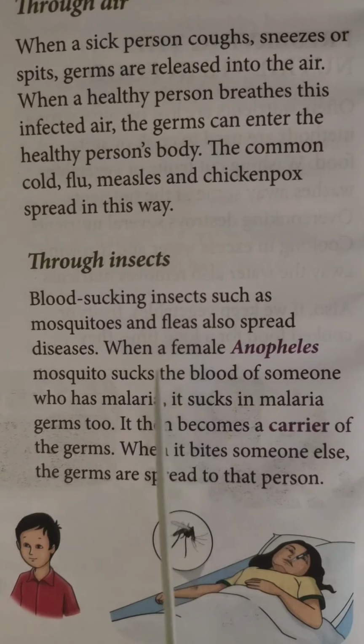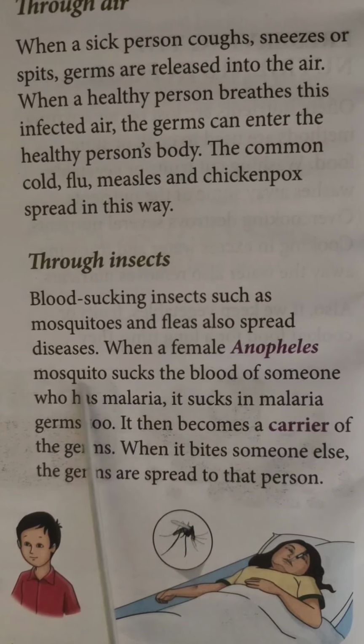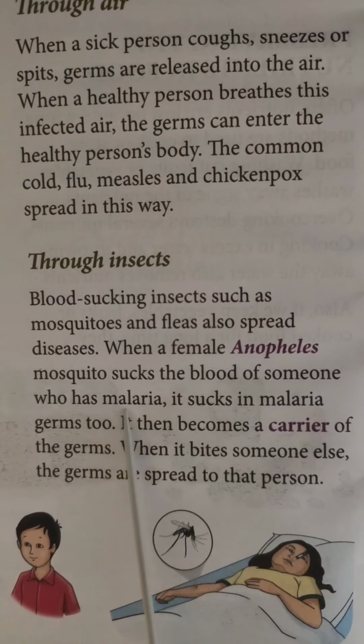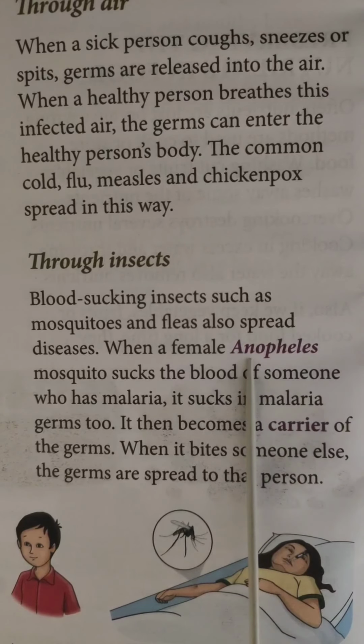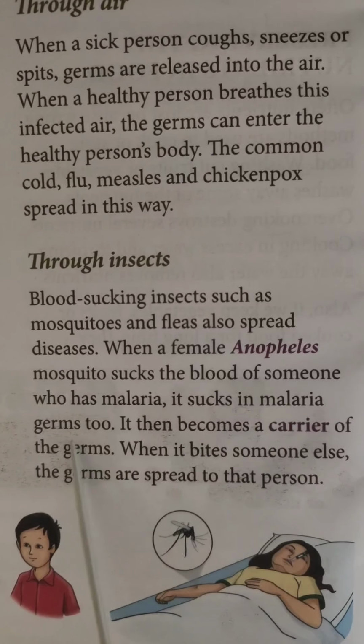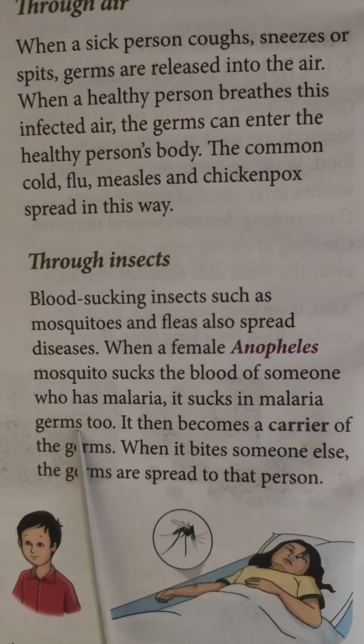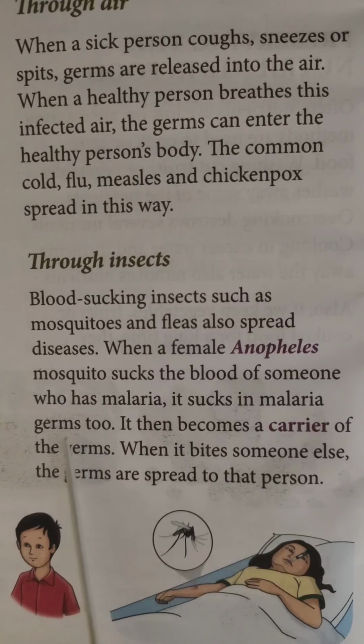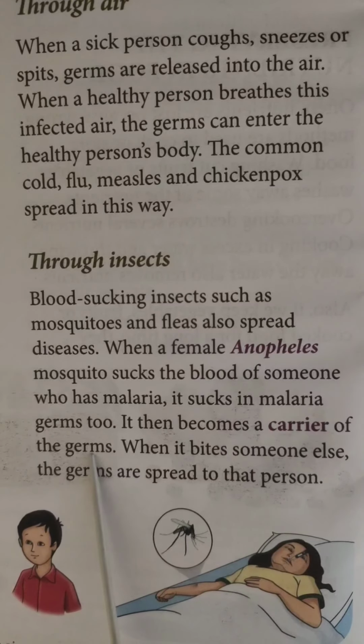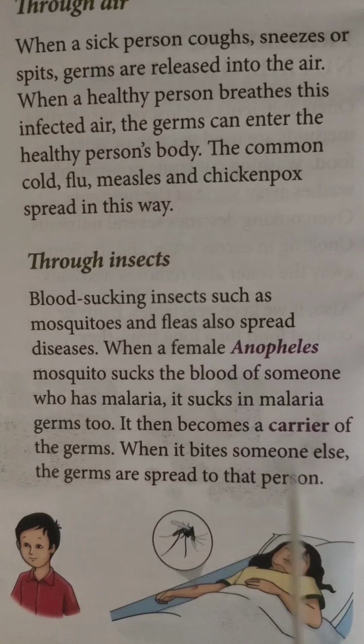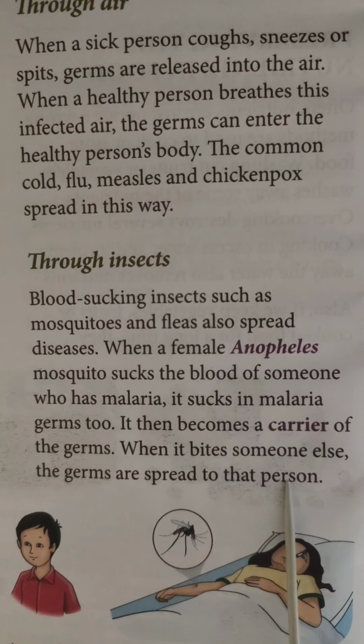When a female Anopheles mosquito sucks the blood of someone who has malaria, it sucks in malaria germs. Malaria is actually spread by the female Anopheles mosquito. Do you know which germ is responsible for malaria? It is Plasmodium. Maybe you will learn about this in higher classes. The mosquito then becomes a carrier of the germs. When it bites someone else, the germs are spread to that person.